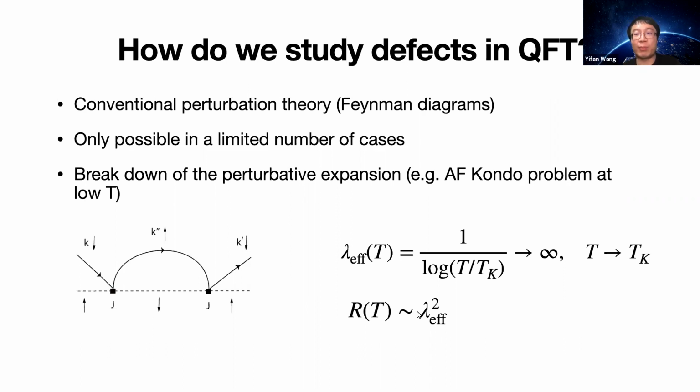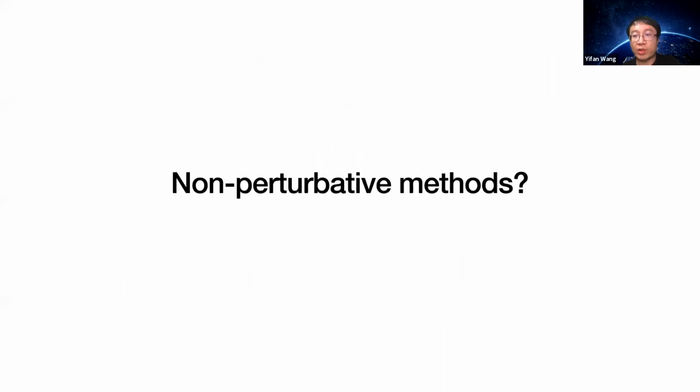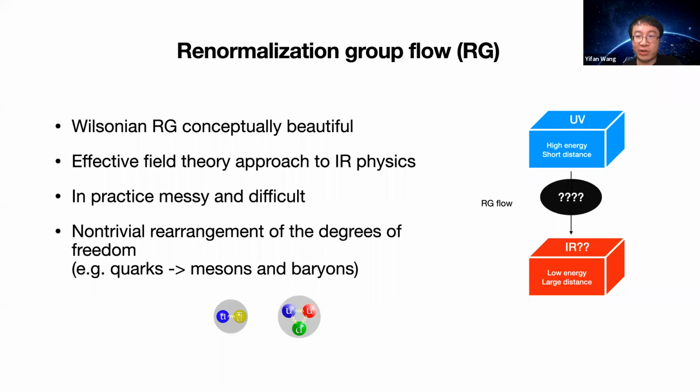So some new non-perturbative method has to save this computation. What kind of non-perturbative methods do we have? Well, the Wilsonian RG is very important. As we learned from quantum field theory, the Wilsonian RG is an important idea.